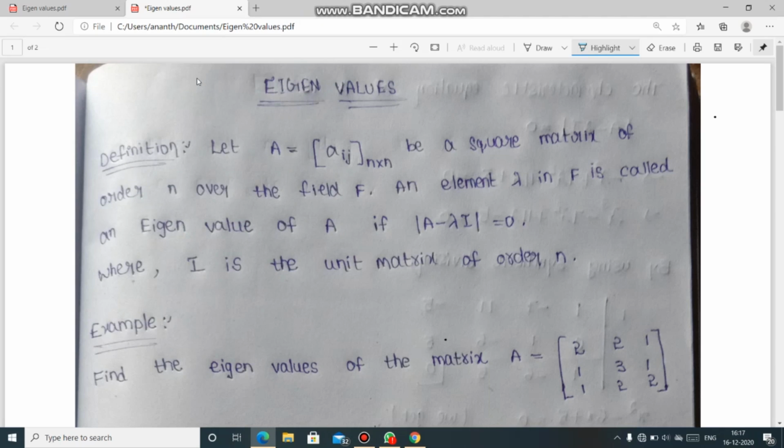Hi friends, now I am going to explain the eigenvalues concept.